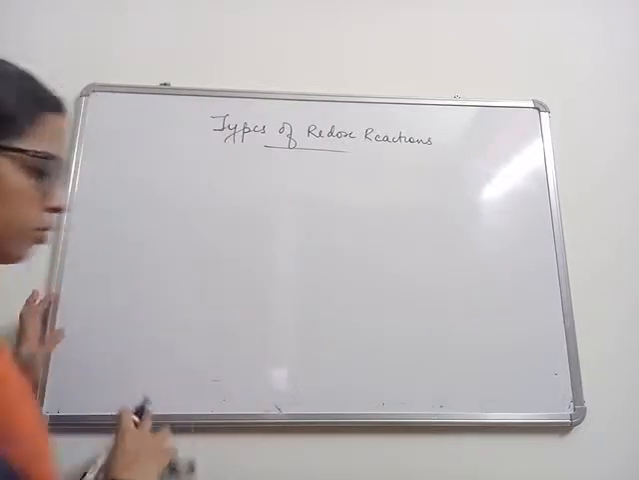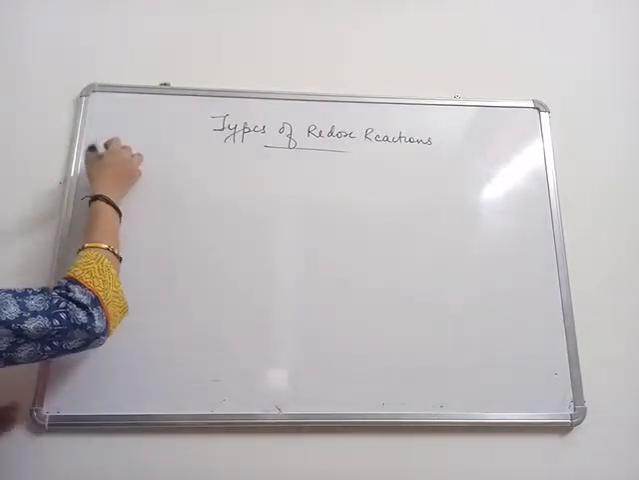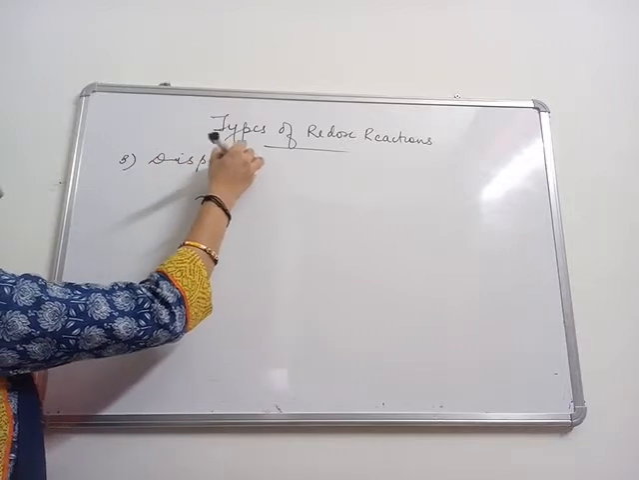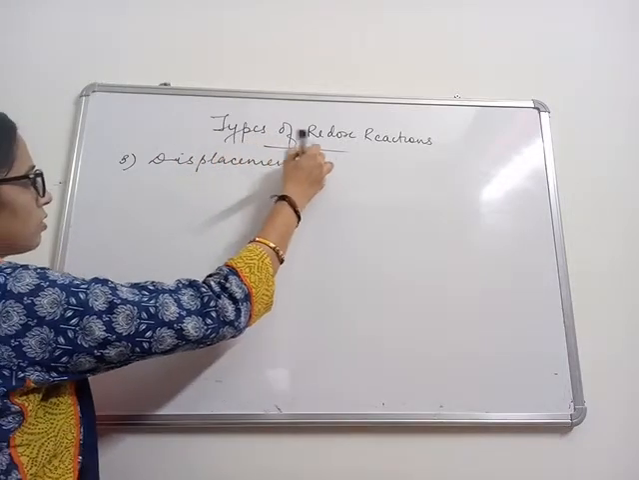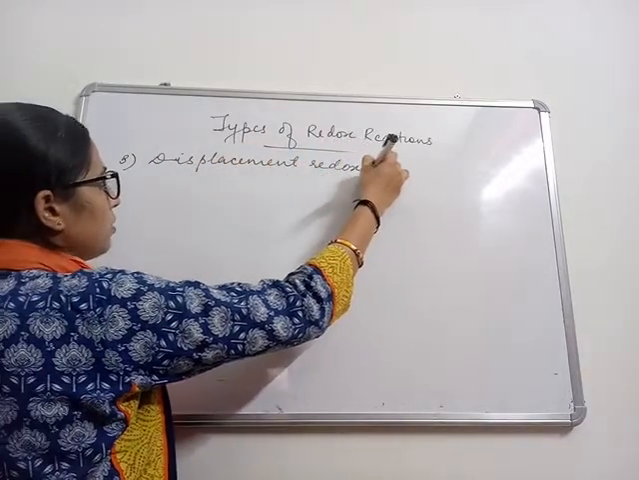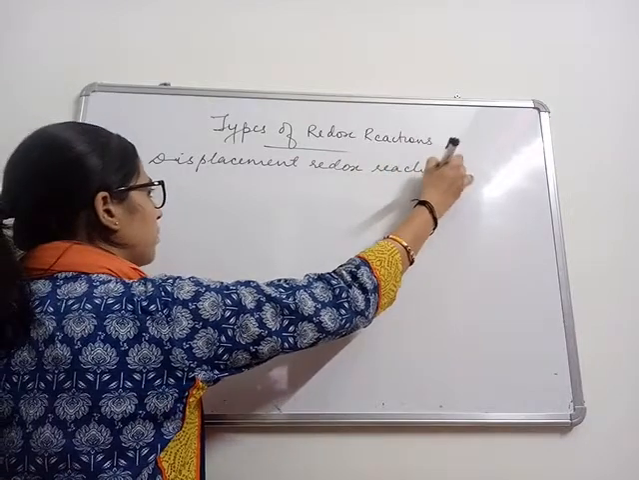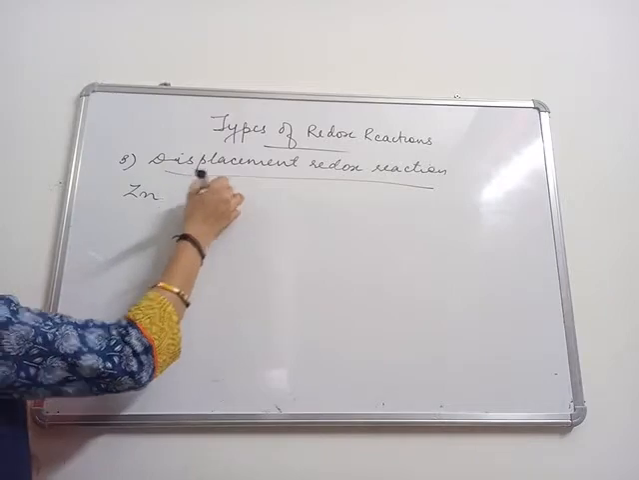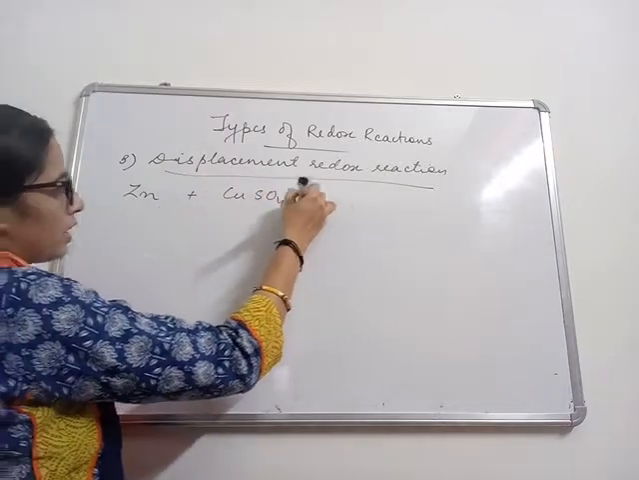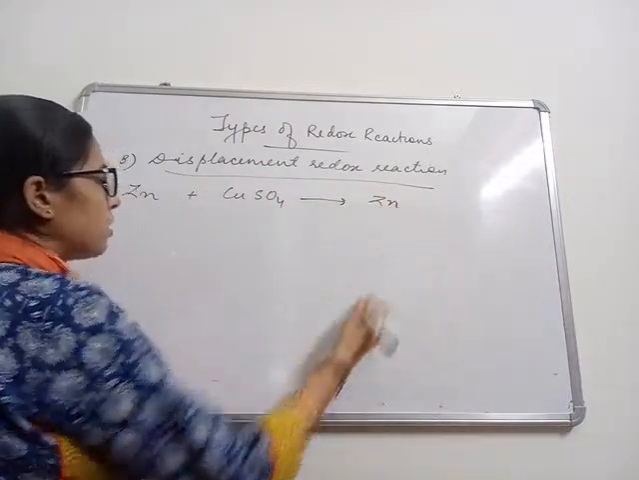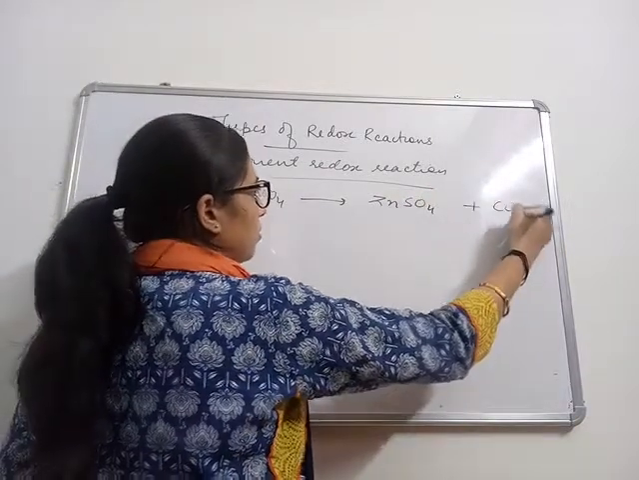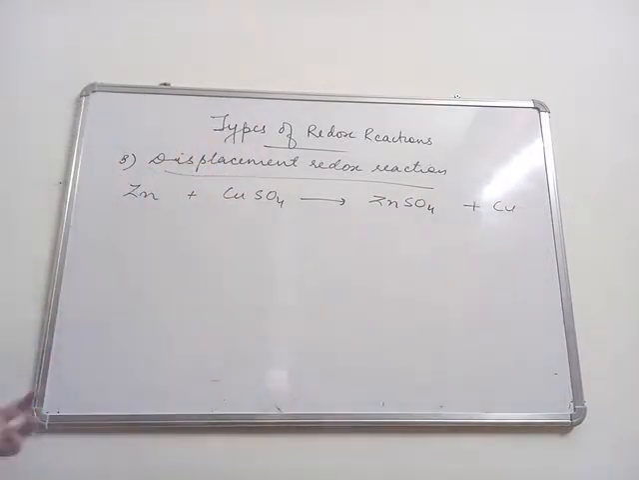So it's a decomposition as well as a redox reaction. Now the third is a displacement redox reaction. Displacement means a more reactive metal displaces a less reactive metal from the solution, and it is called a displacement redox reaction. For example, zinc, when it is dipped in copper sulfate, we get zinc sulfate and copper. A very common example of displacement.